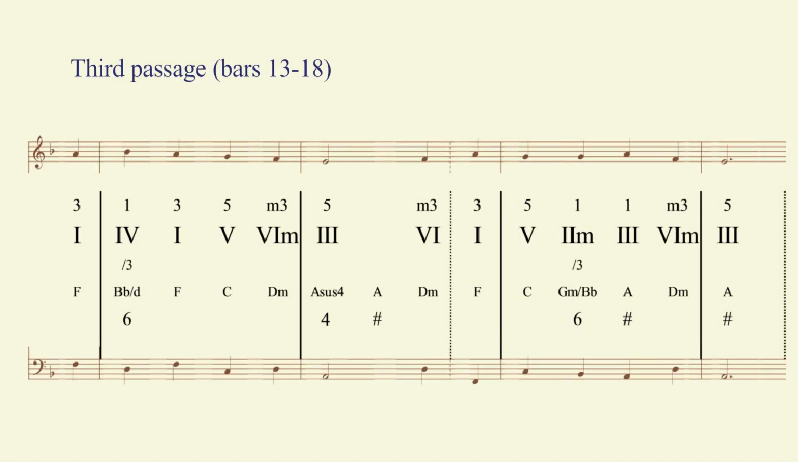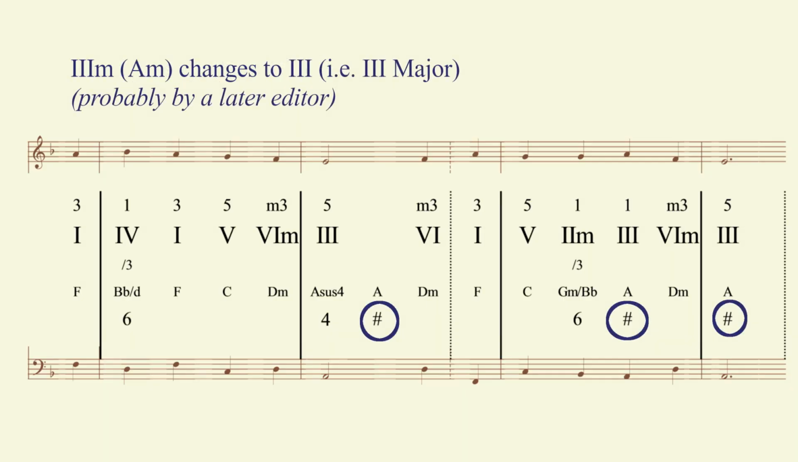The second passage is a repeat of the first, and the third passage is different in several respects. Firstly, the sharp signs in the figured bass show the change from A minor to A major, or 3 major. This is a bit of a sign of Victorian enhancement. I mentioned in the first half of this episode that this piece as a hymn tune had been tidied up by someone in the Victorian age.